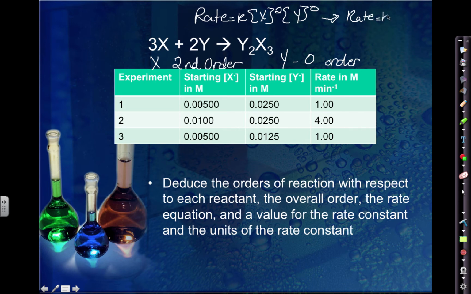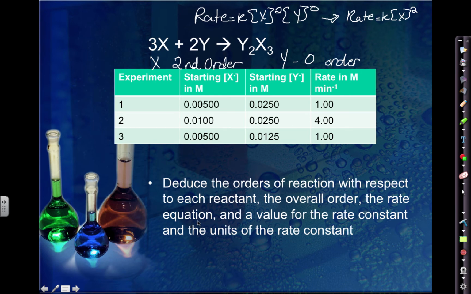Rate is equal to K times X to the power of 2. Y doesn't impact the reaction rate at all, so I can leave it out. Any kind of 0 order steps can be left out, because if it's taken to the 0 power, it's just 1. All right, so this is my rate law.